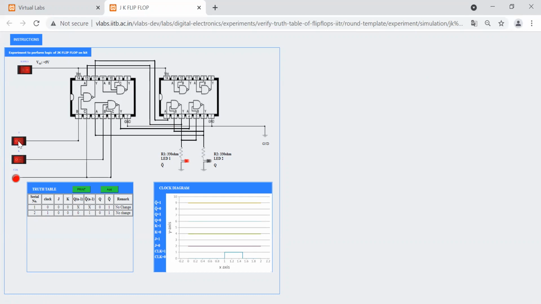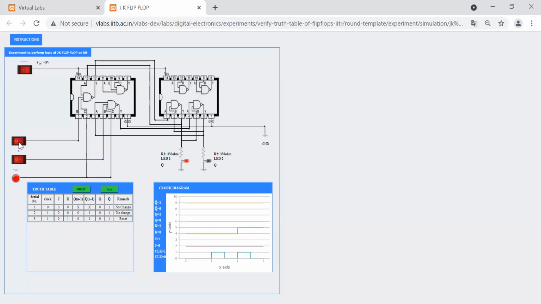Next, we will apply input J as 0 and K as 1, and we will apply the clock pulse. In the third row, we can see J is 0, K is 1, and we have given the clock. As J is 0 and K is 1, it is the reset state of the flip-flop. So output Q is 0, Q bar is 1, and it is the reset state. Waveforms of J, K, and clock and the outputs we can see here in the clock diagram.